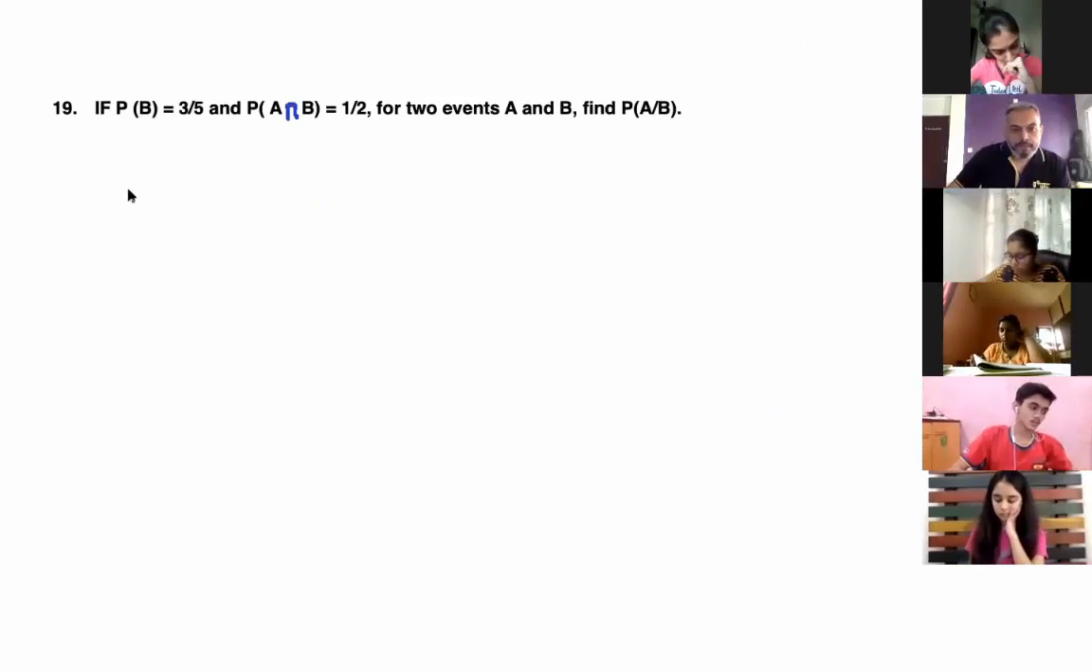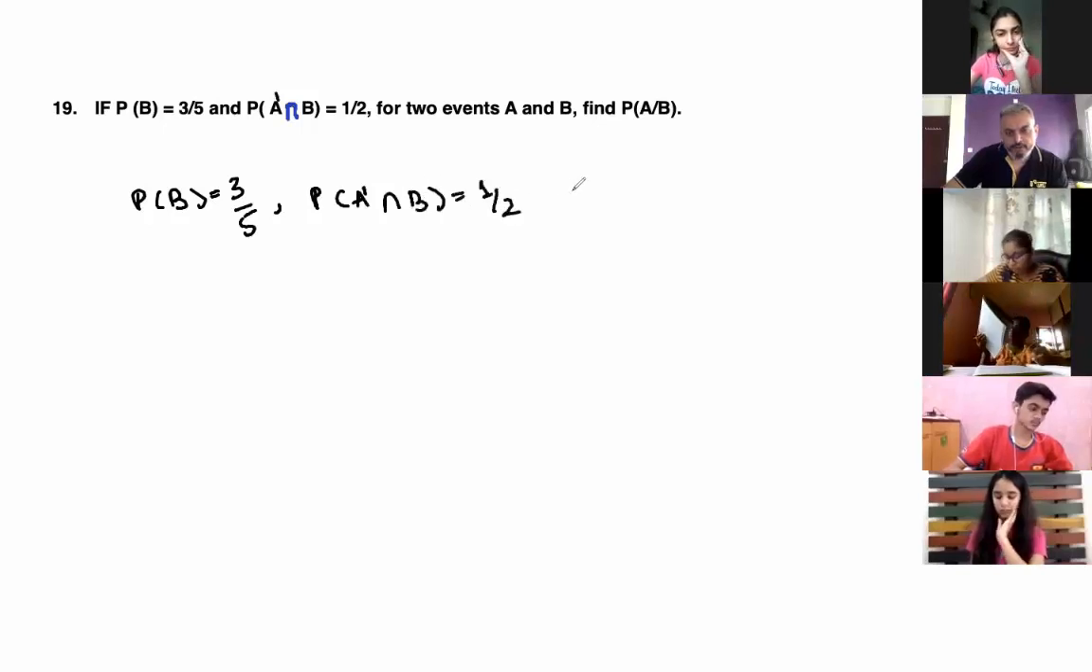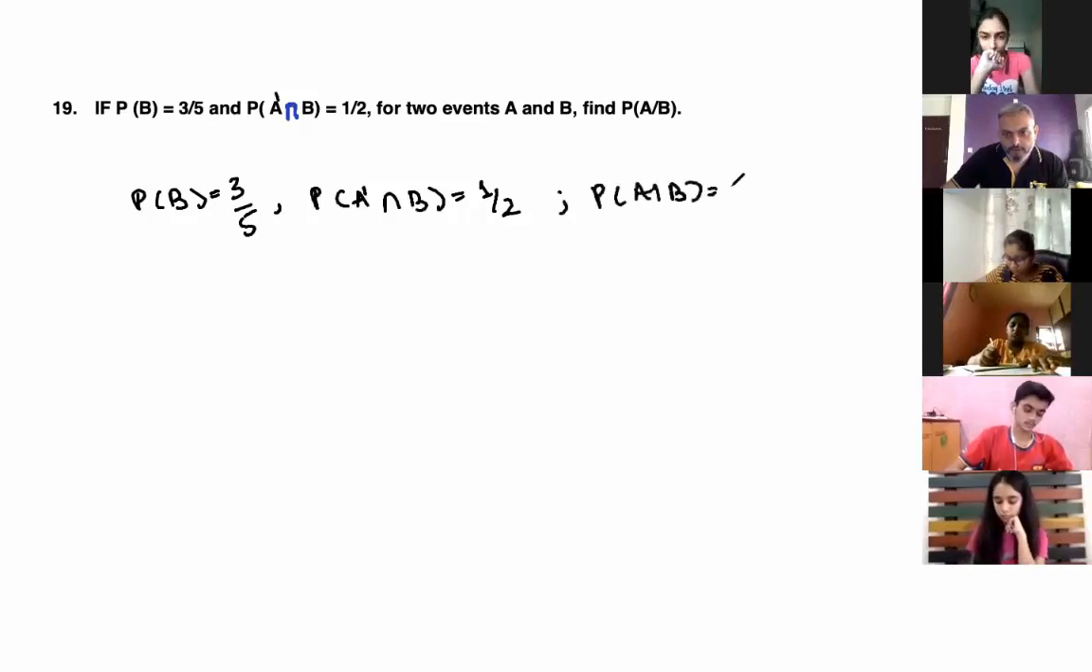Now, over here, P of B is 3 by 5, and P of A complement intersection B is equal to 1 by 2. We have to find P of A given B, which is equal to P of A intersection B upon P of B.